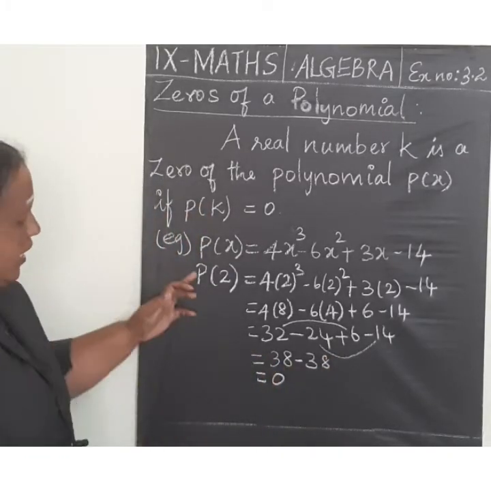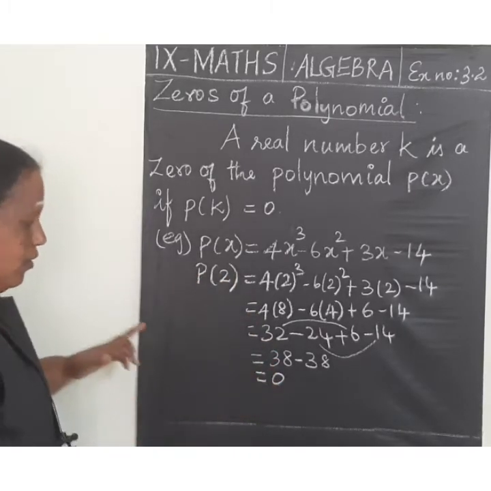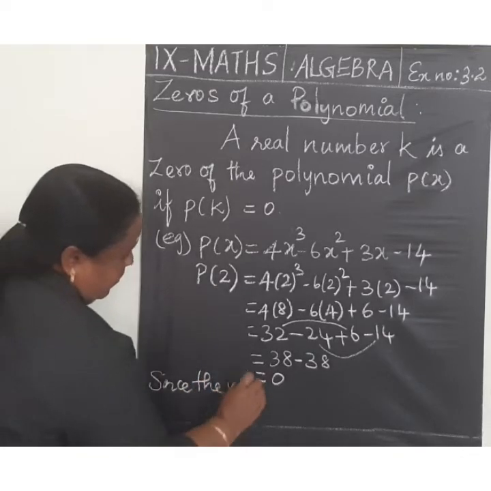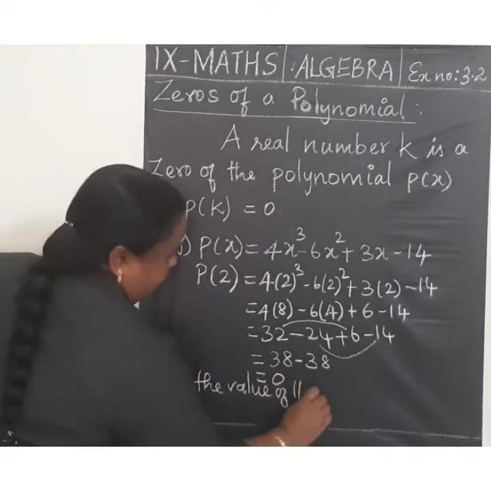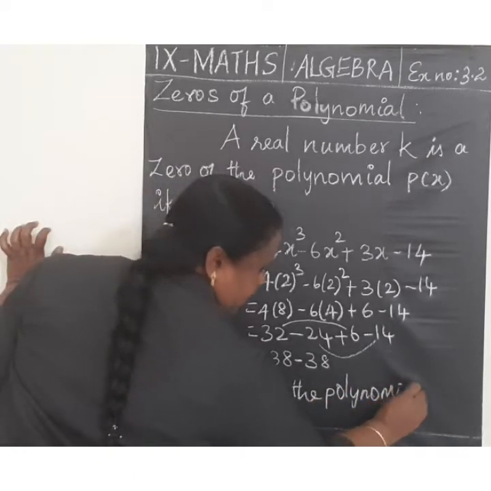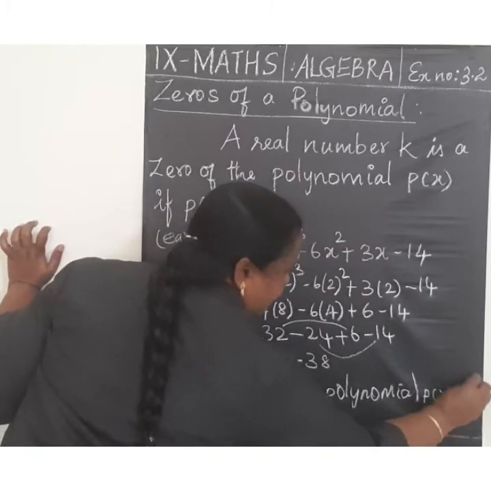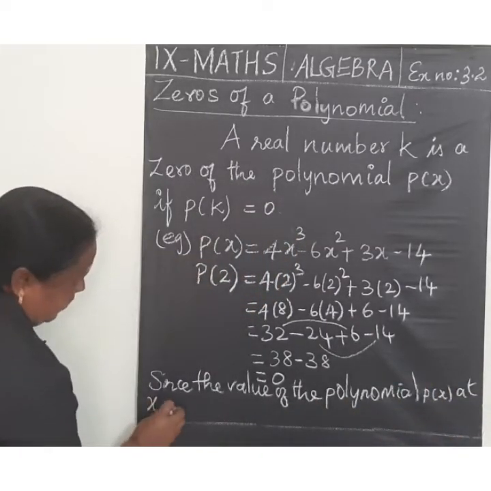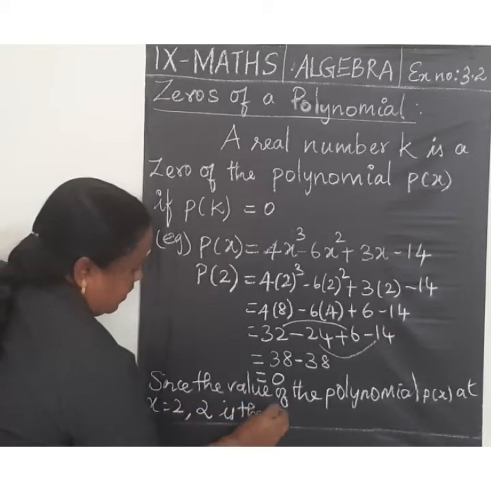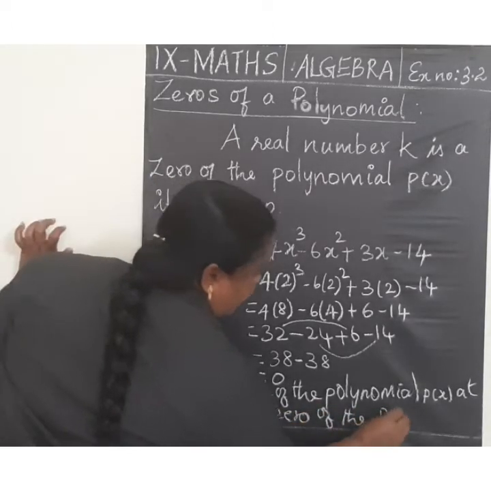So here we are getting the value of the polynomial at p of 2 is equal to 0. So we will say that since the value of the polynomial p of x at x equal to 2 is 0, 2 is the zero of the polynomial.